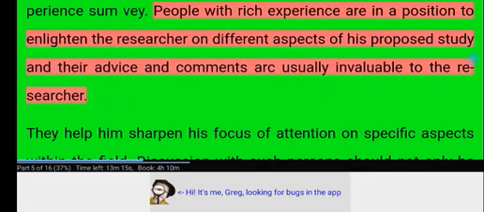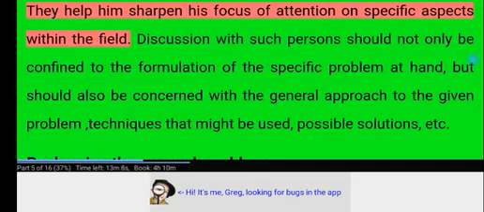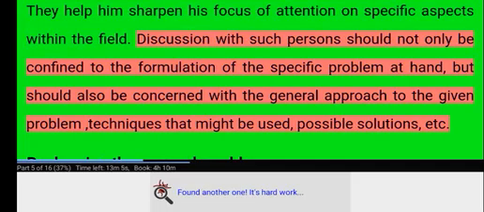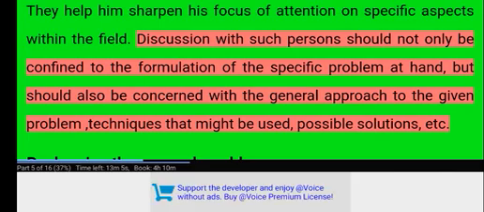People with experience are in a position to enlighten the researcher on different aspects of his proposed study, and their advice and comments are invaluable to the researcher. They help him sharpen his focus of attention on specific aspects within the field. Discussion with such persons should not only be confined to the formulation of the specific problem at hand, but should also be concerned with the general approach to the given problem, techniques that might be used, possible solutions, etc.